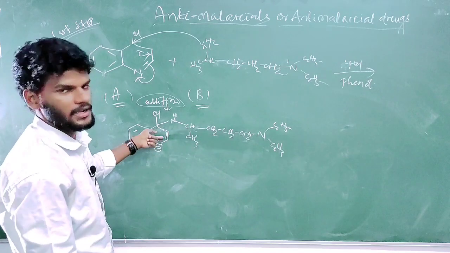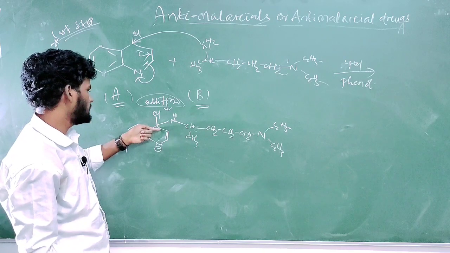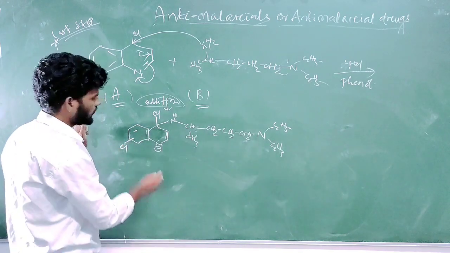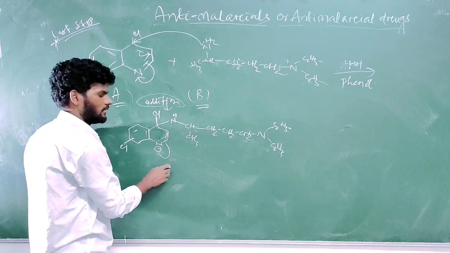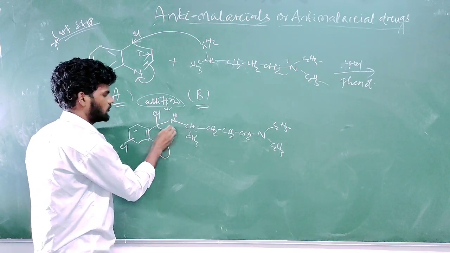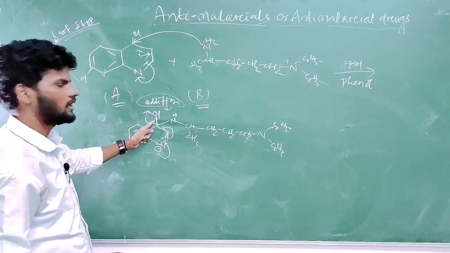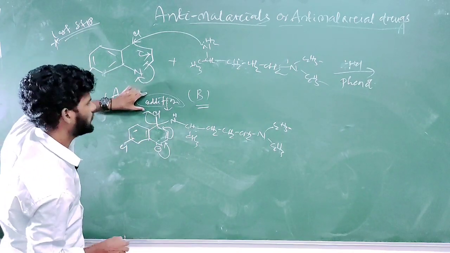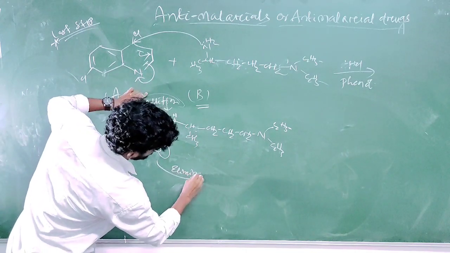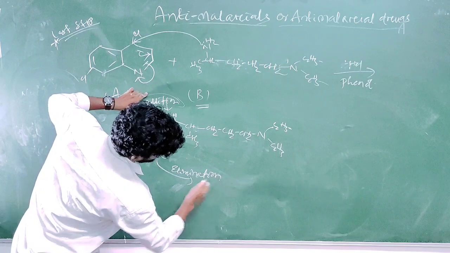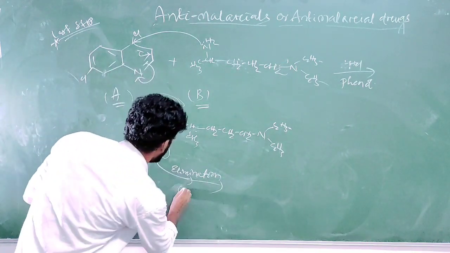The next step is elimination. Elimination means removal, or release, of the leaving group. So again this negative charge returns back to this, this bond moves to this, and this chlorine is released as a leaving group. This is known as elimination. Before, whatever the addition, this step is elimination: elimination of the leaving group. So Cl releases as a leaving group, Cl minus.